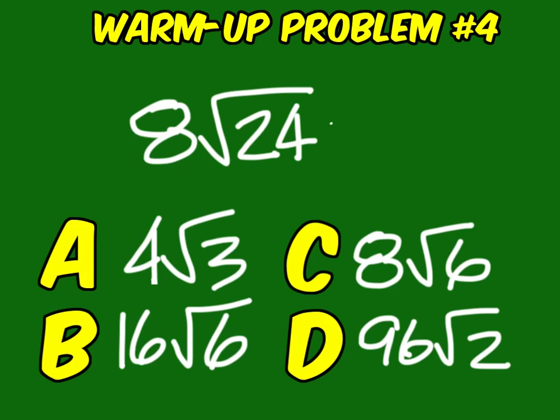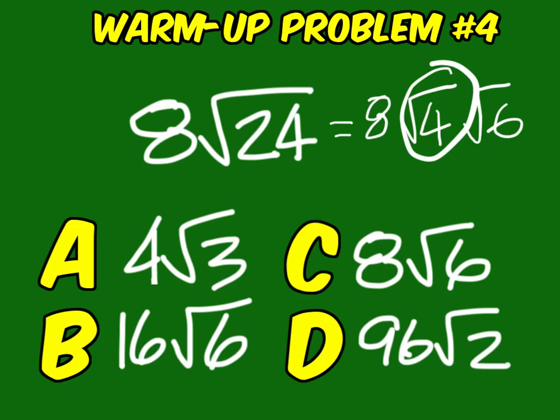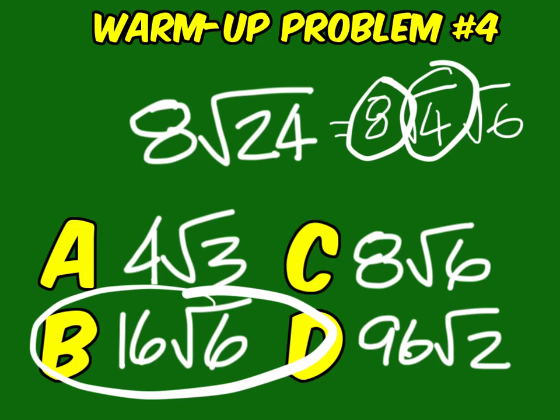On this one, the square root of 24 breaks up as 4 and 6. Of course, this is a 2 times 6 is 16, so it's 16 square root of 6.